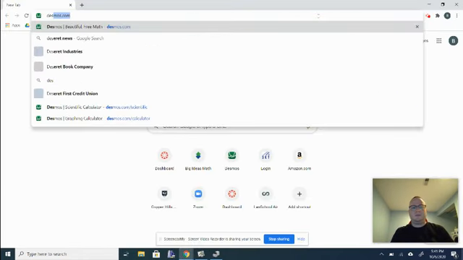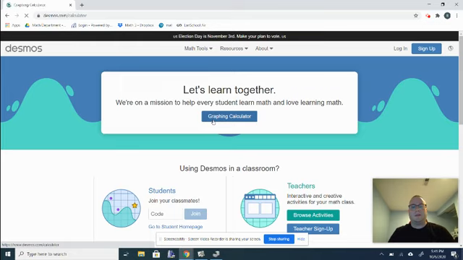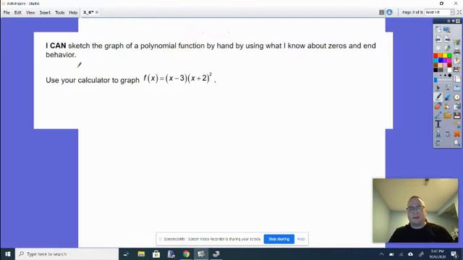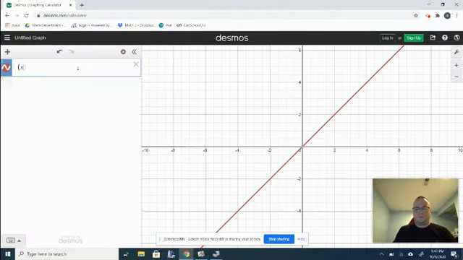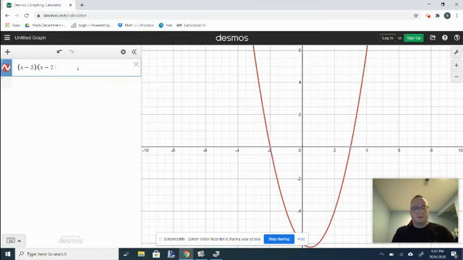So heading over to Desmos, we're going to go into the graphing calculator, or feel free, of course, to use your graphing calculator. And I'm just going to type that in as I have it. So x minus 3, and then x plus 2, quantity squared. Oops, quantity squared. There we go.